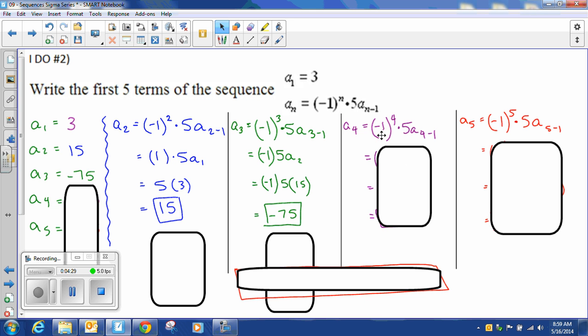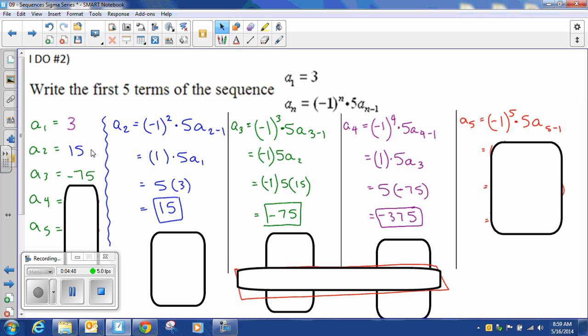The fourth term, plug in a 4 here, plug in a 4 here. Since it's an even power, negative 1 becomes positive 1. 5 times a sub 3, which is negative 75. So 1 times 5 is 5, and 5 times negative 75 is negative 375. So a sub 4 is negative 375.